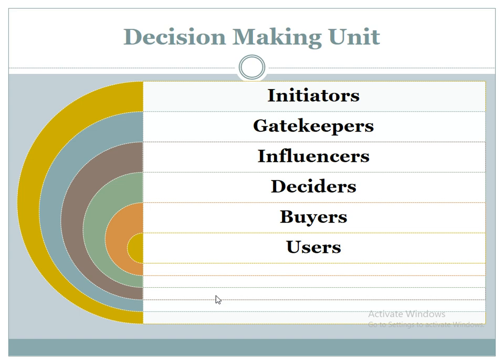After understanding the roles of a decision-making unit, the industrial marketers must identify the individuals and groups who are the members of the buying center.